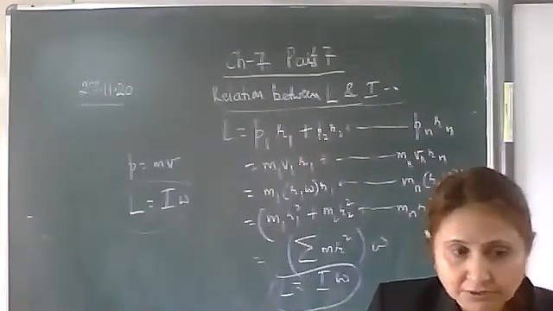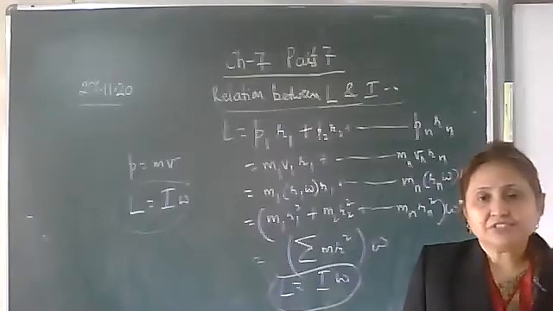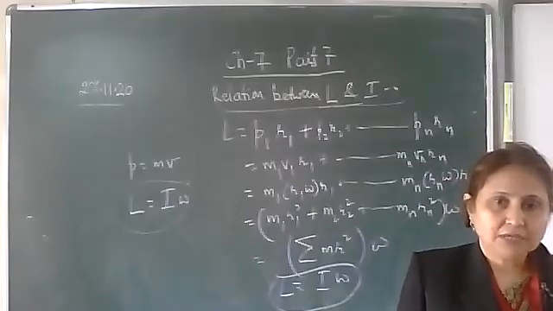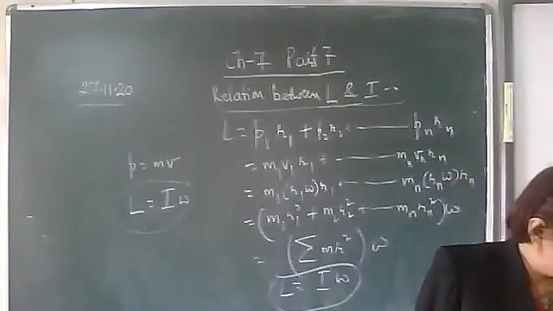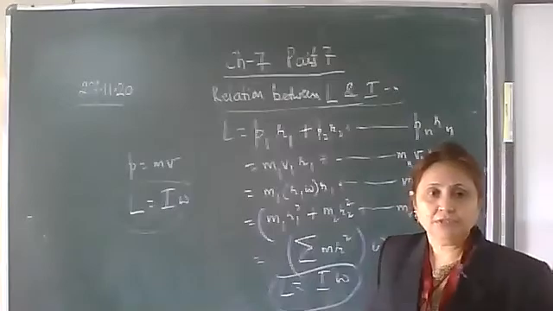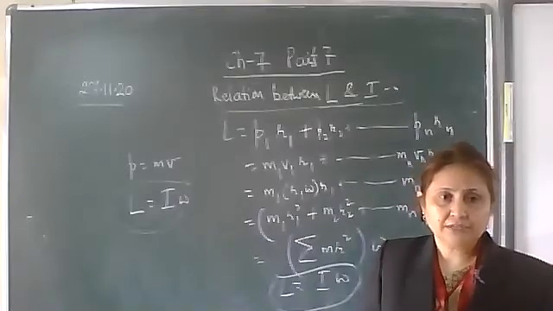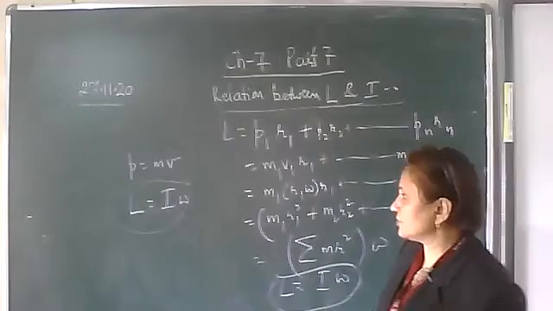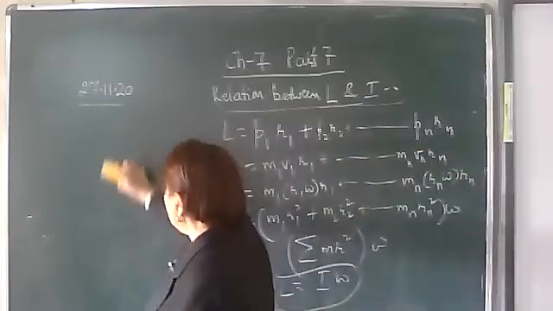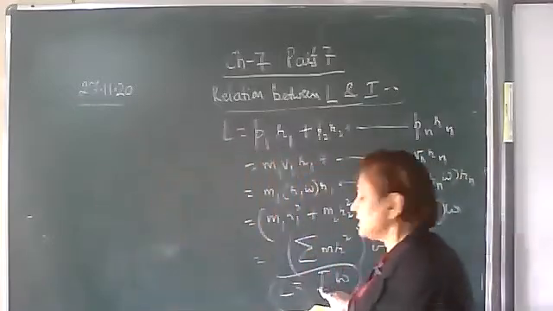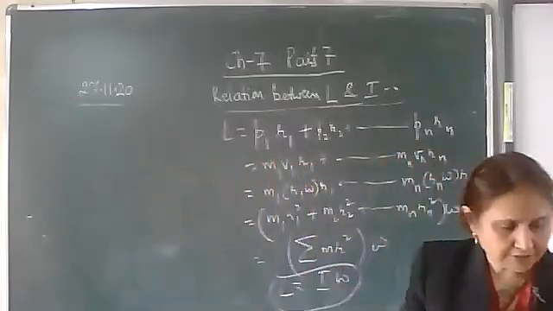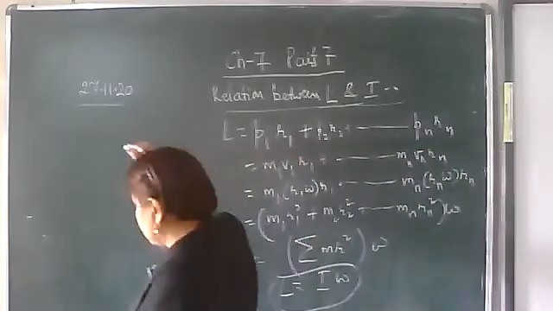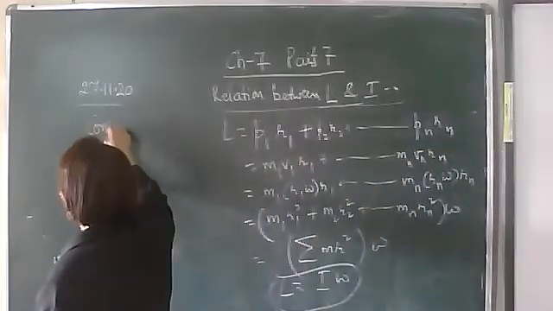Now, we have studied conservation of angular momentum, which states that if no external torque is acting on the body, then its angular momentum remains constant. Angular momentum is constant means I omega is constant. Now let's again discuss conservation of angular momentum.